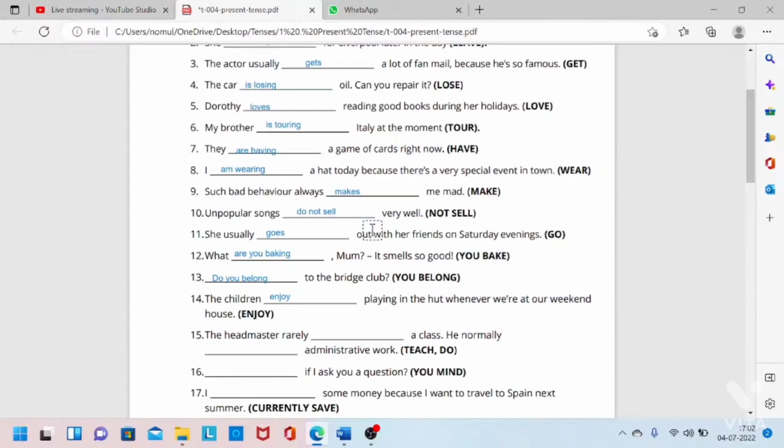And 15th, the headmaster rarely dash a class. He normally dash administrative work, as I do in my school. So the headmaster rarely teaches. Okay, here the word teach becomes teaches. Okay, the headmaster rarely teaches a class. He normally, what he do normally, what our headmasters do, he normally does. Okay, do has become does administrative work.